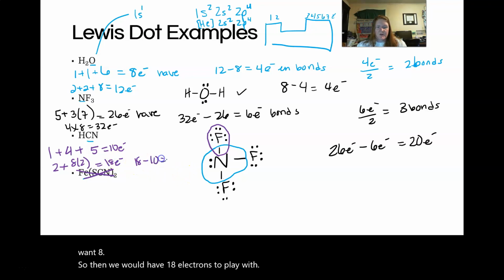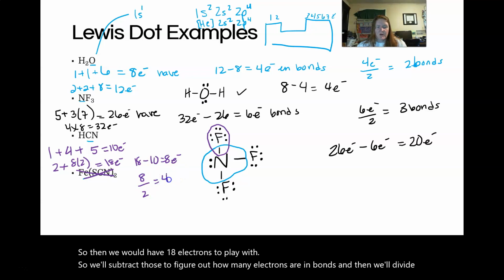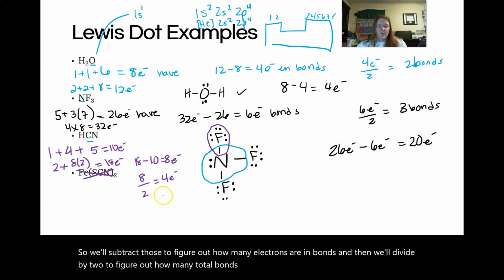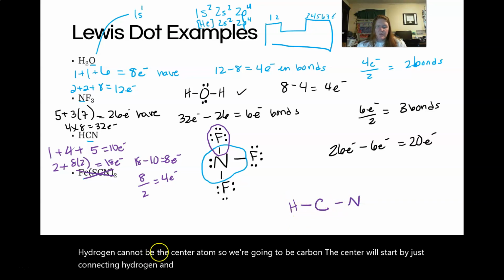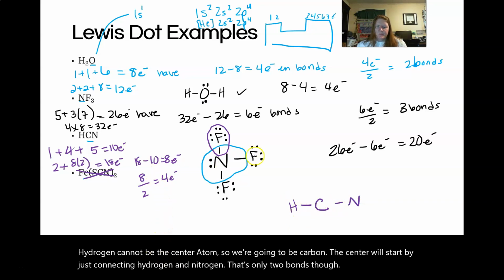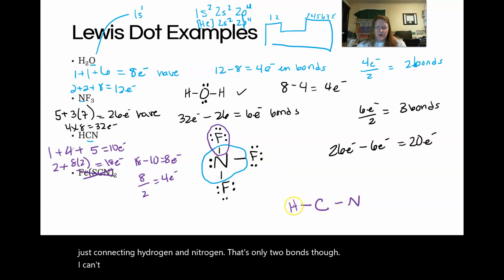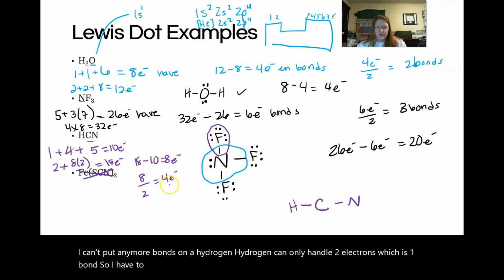So we'll subtract those to figure out how many electrons are in bonds, and then we'll divide by 2 to figure out how many total bonds there are. So we have 4. Hydrogen cannot be the center atom, so we're going to make carbon the center. We'll start by just connecting hydrogen and nitrogen. That's only 2 bonds, though. I can't put any more bonds on a hydrogen. Hydrogen can only handle 2 electrons, which is 1 bond. So I have to add our other 2 bonds between the carbon and the nitrogen.